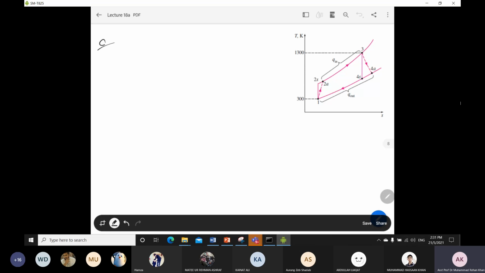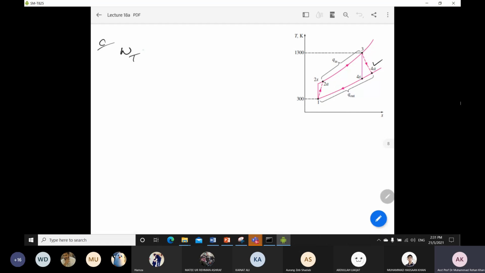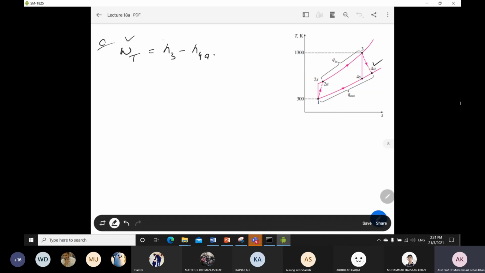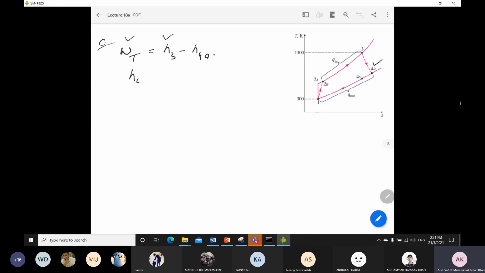Okay, so in part C, we have to find the turbine exit temperature of the cycle. In this case we are interested in finding T4A. For T4A we need the value of H4A. For H4A we can simply say that W turbine out is equal to H3 minus H4A. The actual turbine work we have already found, and the H3 value is known to us from the previous example. So we can simply use this relation to find H4A.